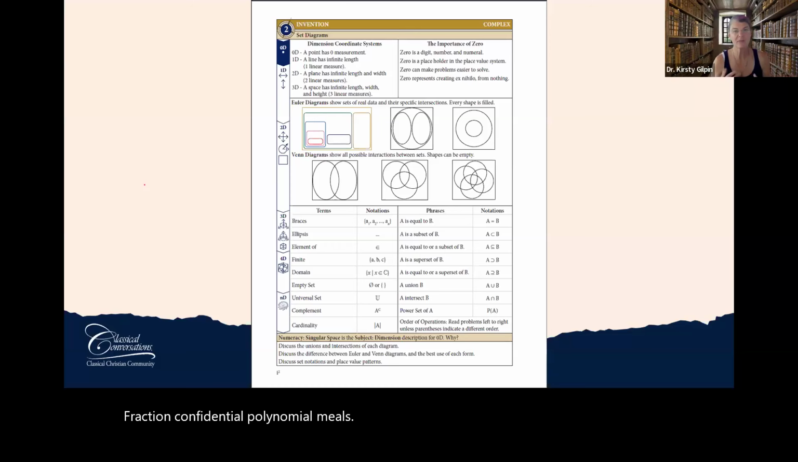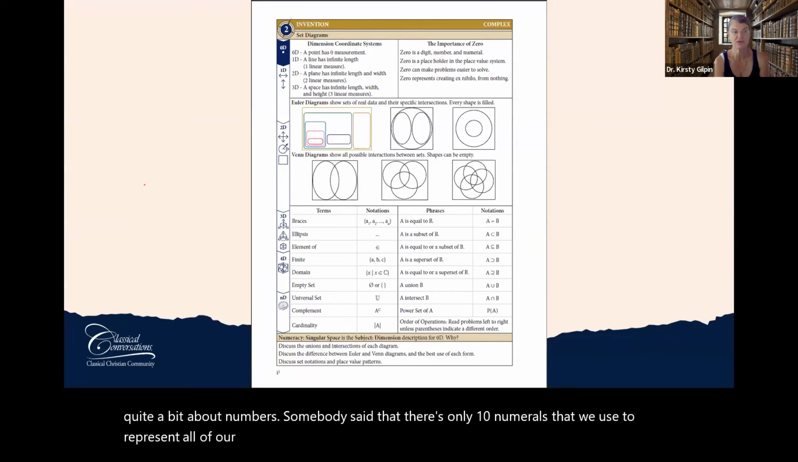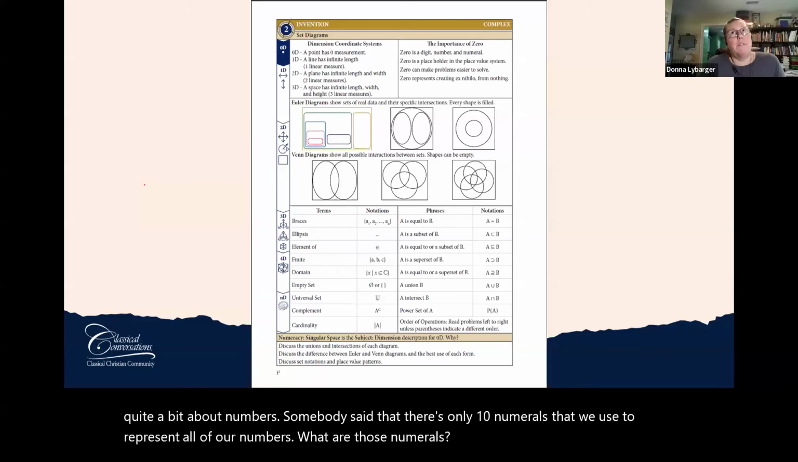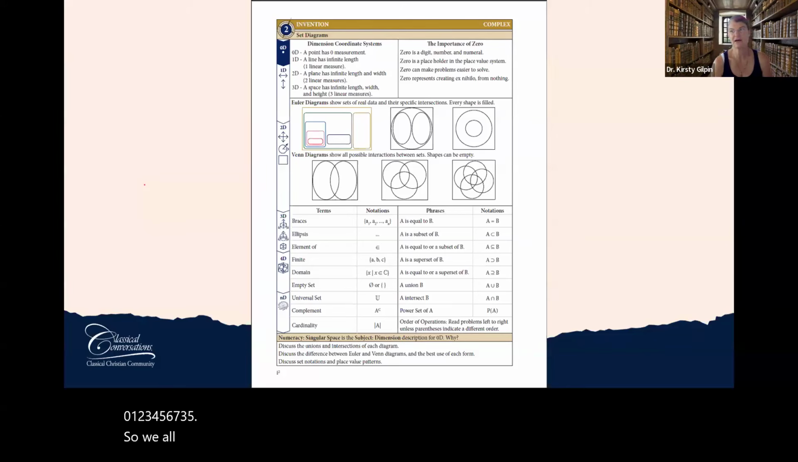Good. So we can represent our numbers in lots of ways. We can classify them. So we know quite a bit about numbers. There are 10 numerals that we use to represent all of our numbers. What are those numerals? 0, 1, 2, 3, 4, 5, 6, 7, 8, 9. Good. So we all have a starting place of what we think of as number. So that's what we're going to be working on this week.